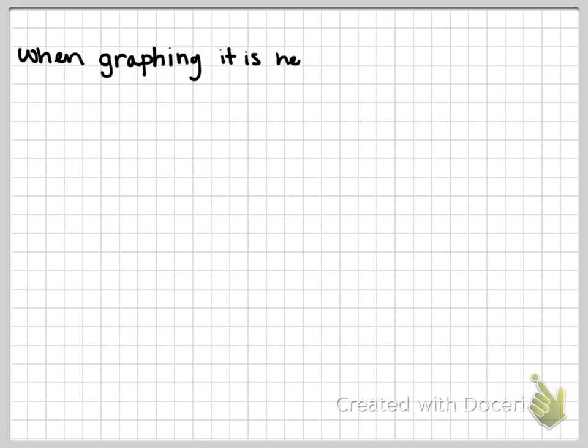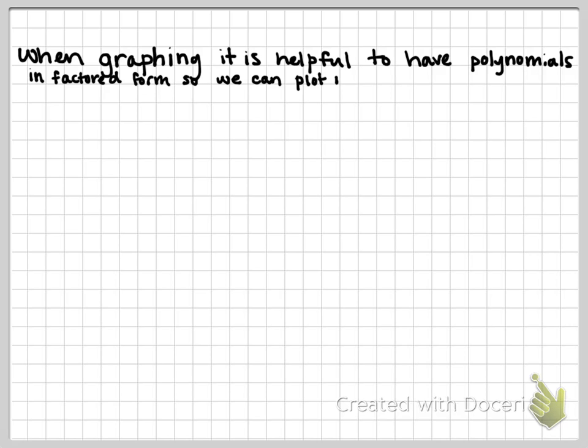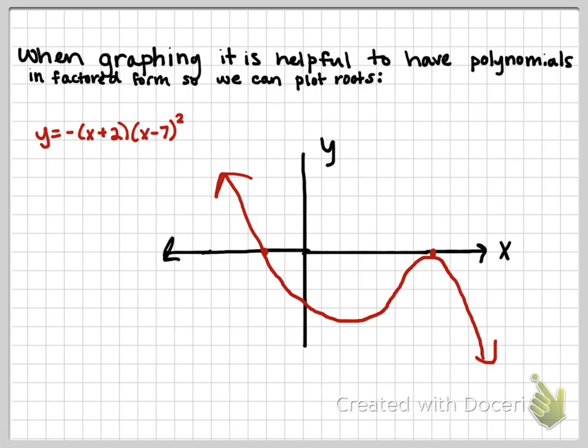So when we're graphing polynomials, it's helpful for us to have them in factored form so that we can easily plot our roots and then graph it from there. When we were doing this at the beginning of chapter 9, we were given equations that look something like this one, where we got all sets of parentheses with our roots as shown here, and then we were able to plot them. So I could plot -2, knowing that it goes straight through -2, and plot at 7, knowing that it bounces off at 7.